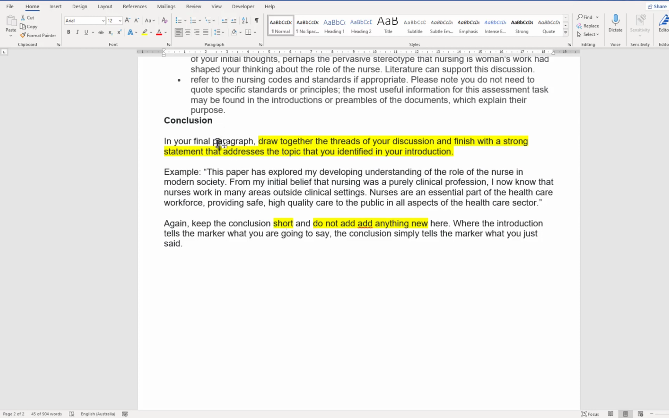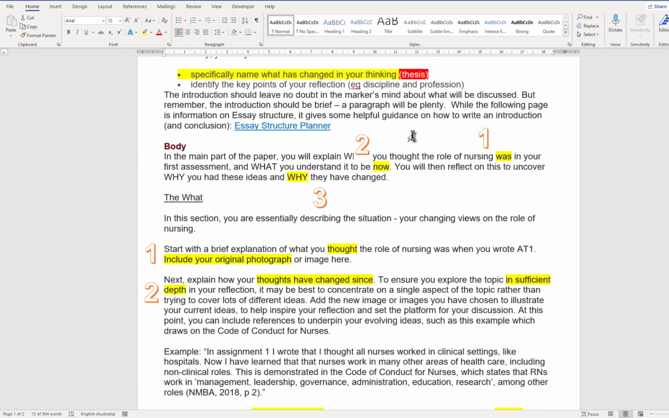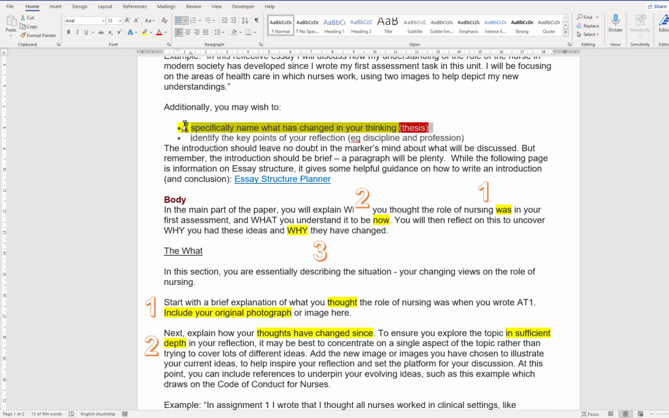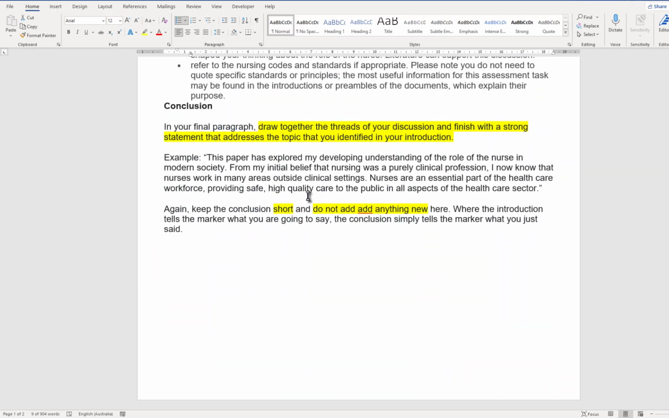Okay, and then there's a quick review of what the conclusion sounds like. The conclusion should draw together the threads of your discussion. In other words, summarize point 1, point 2, point 3, point 4. What has changed? 1 has changed, 2 has changed, 3 has changed, 4 has changed, full stop. Okay, that is your summary of what you think has changed. And finish with a strong statement that comes back to your thesis, right? Whatever the thesis that you said, specifically naming what has changed in your thinking, just repeat this down here, right?